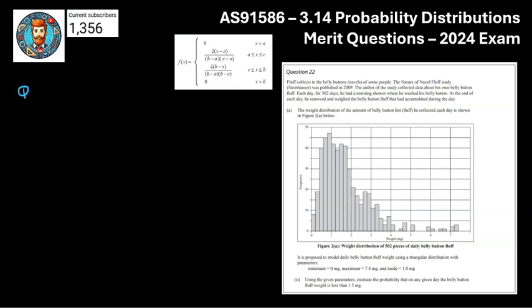Okay, so we're now into question number 22. So I've got question number 22 there. And of note, I just want to pass on, I've added in some information from the formula sheet. So that's how to calculate the height of a triangular distribution. So let's get into basically the question here.